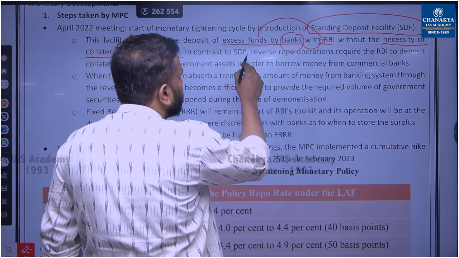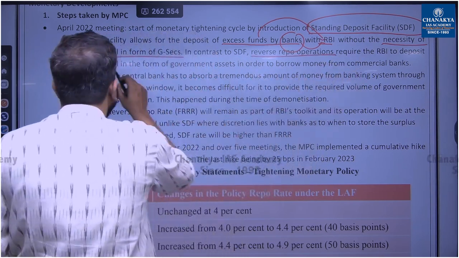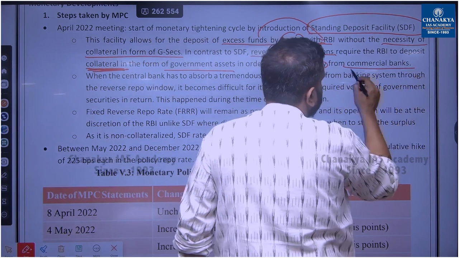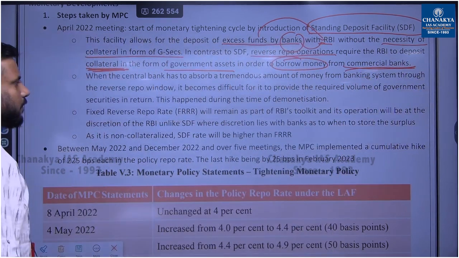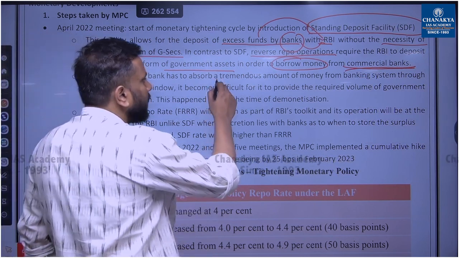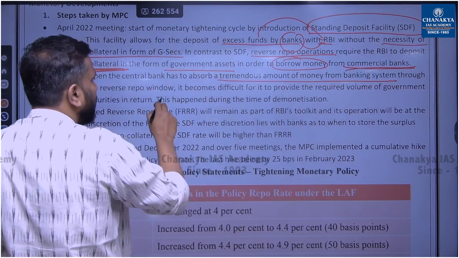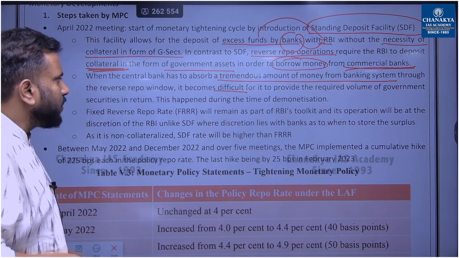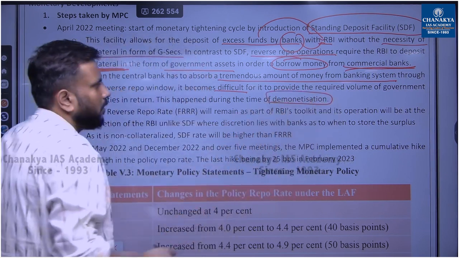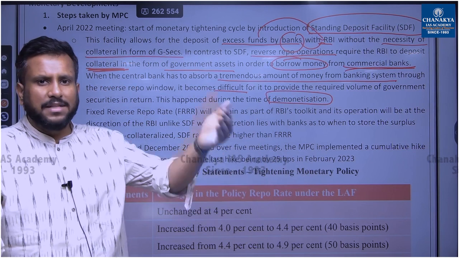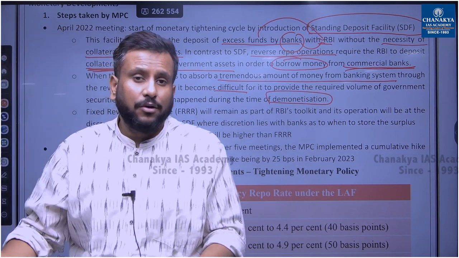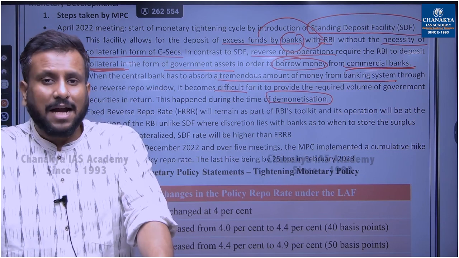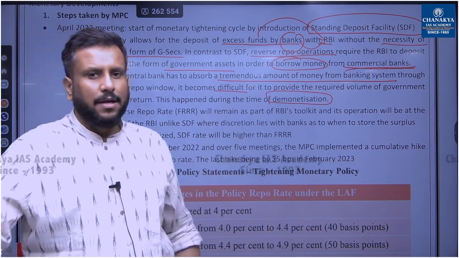In contrast to the standing deposit facility, reverse repo operations require the RBI to deposit collateral in the form of government assets in order to borrow money from the commercial banks. Okay. When the central bank has to absorb a tremendous amount of money from the banking system through the reverse repo window, it becomes difficult because the RBI will not have that much collateral. This happened during the time of demonetization also. Demonetization ke samay bhi yahi hua tha. RBI ko bahut zyada paisa banking se uthana tha, but it did not have that amount of collateral to sell. Theek hai. But us samay standing deposit facility tha nahi. So in that case, RBI faced a very huge problem. But this time, RBI has initiated this new facility.